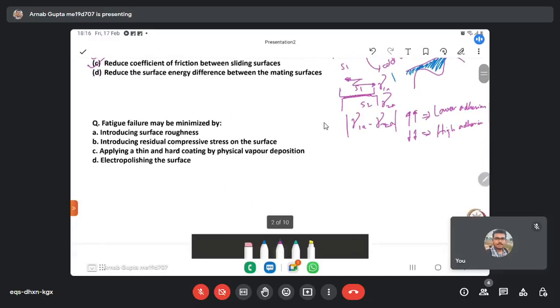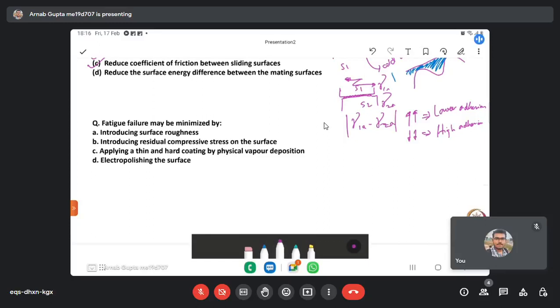Coming to the next question, fatigue failure may be minimized by which of the following approaches? Introducing surface roughness, introducing residual compressive stress on the surface, applying a thin and hard coating by PVD, and electropolishing the surface. So introducing residual compressive stress on the surface and applying a thin and hard coating by physical vapor deposition.